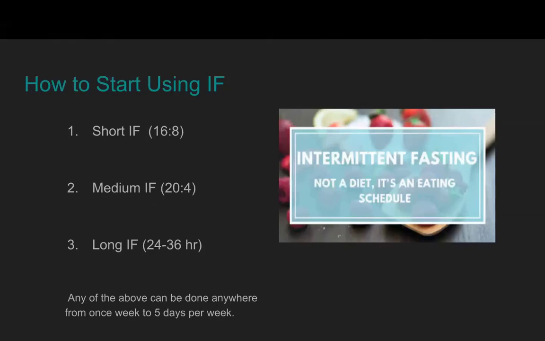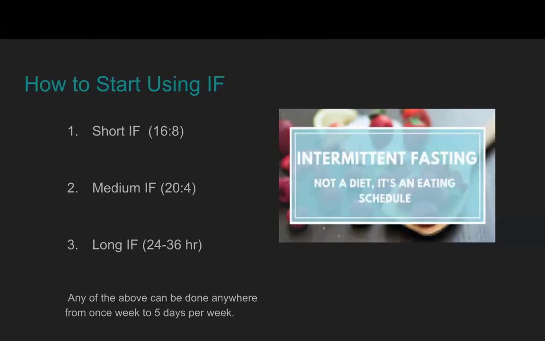And this one is good for beginners. This is the one that you want to start with. What 16-8 means is that in a 24-hour time period, you're fasting for 16 hours and you're eating in an 8-hour window. And in that 8-hour window, you would be eating 2 satisfying, healthy meals, getting adequate calories for the day.